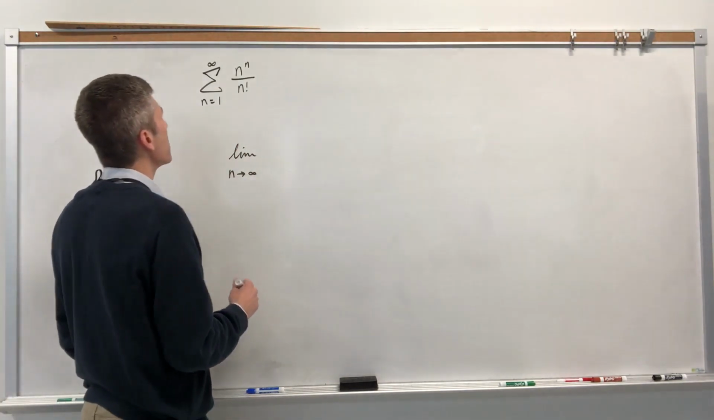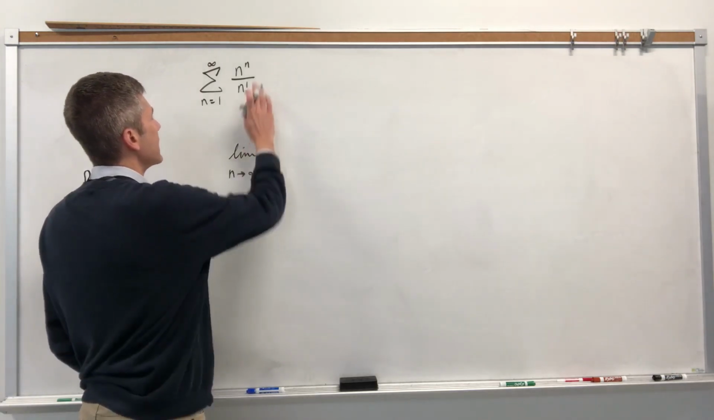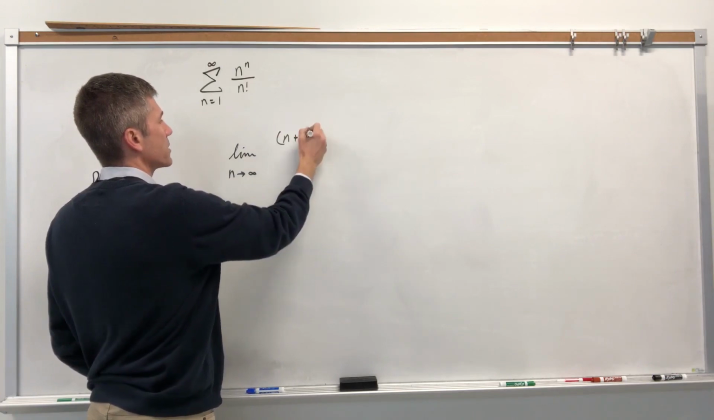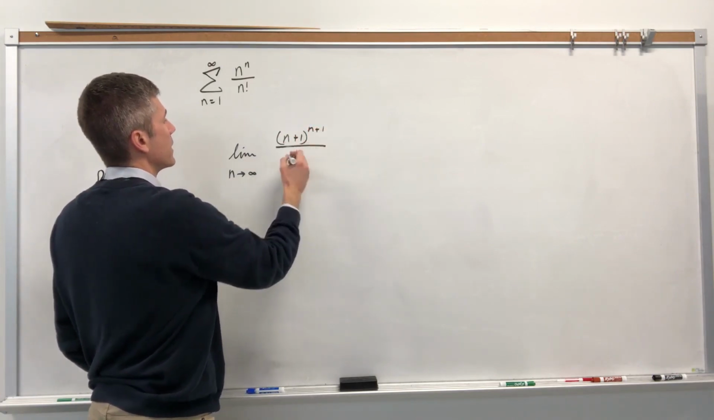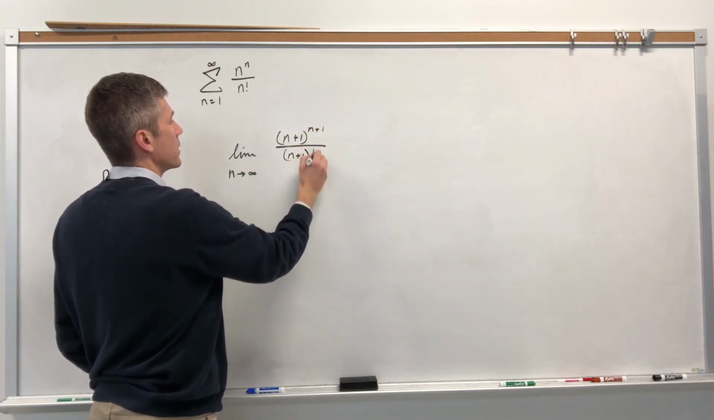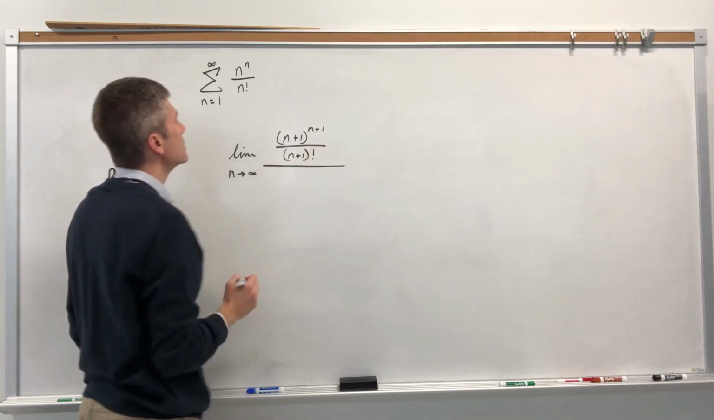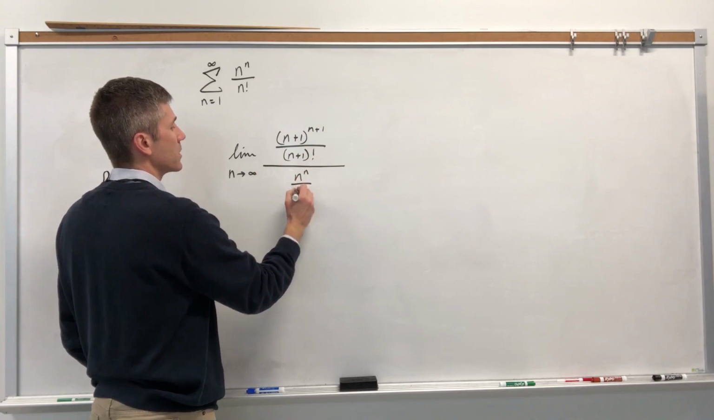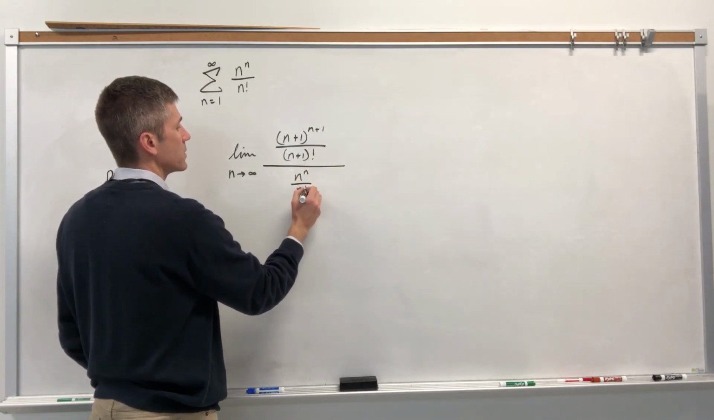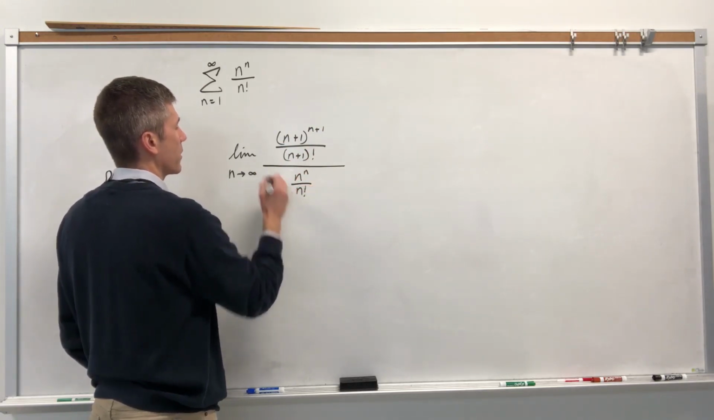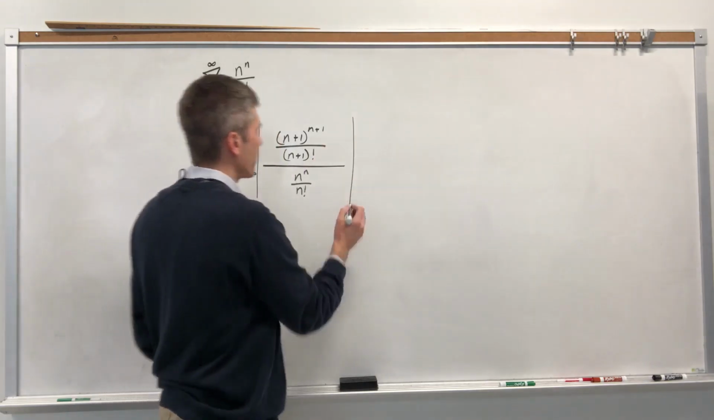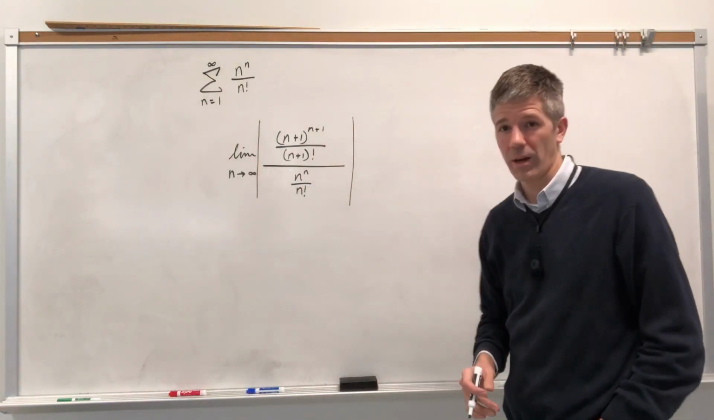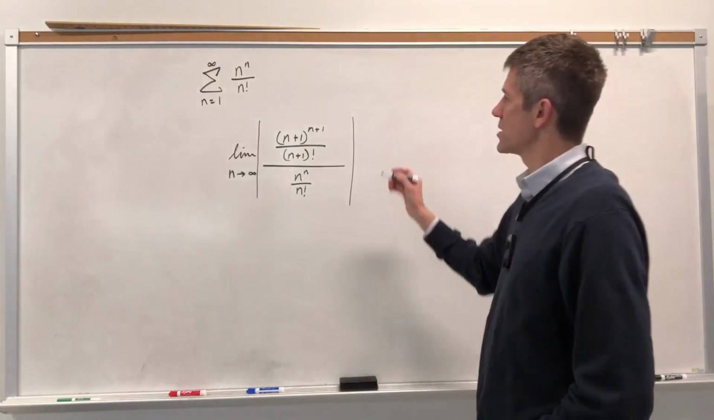All right. I need the next term, and the next term would be n plus 1 in the place of all my n's. And then n plus 1 there. All right. Divided by the current term, n to the n over n factorial. And absolute value on that, although this will never be negative because it's not alternating. So if you want to leave the bars off, it's not a huge deal right now, but I'm going to put them in there.